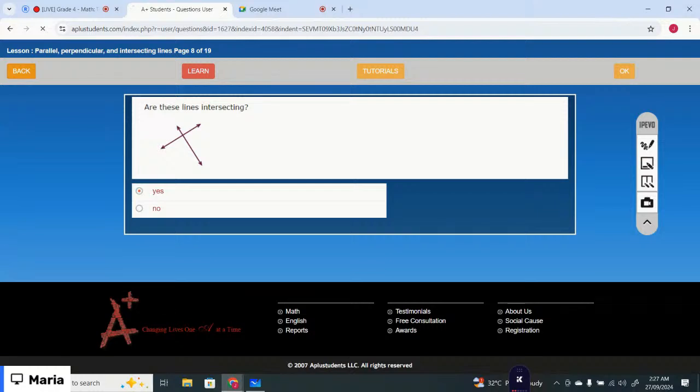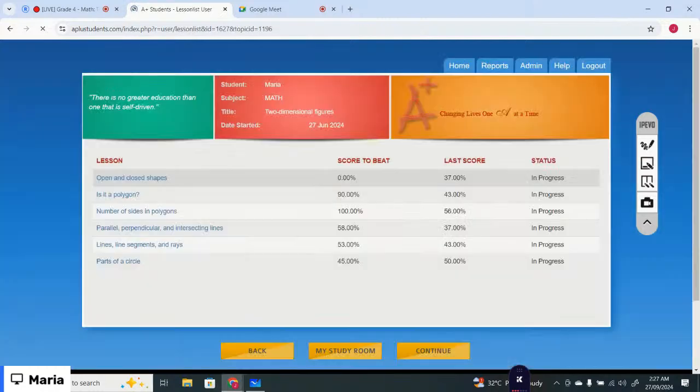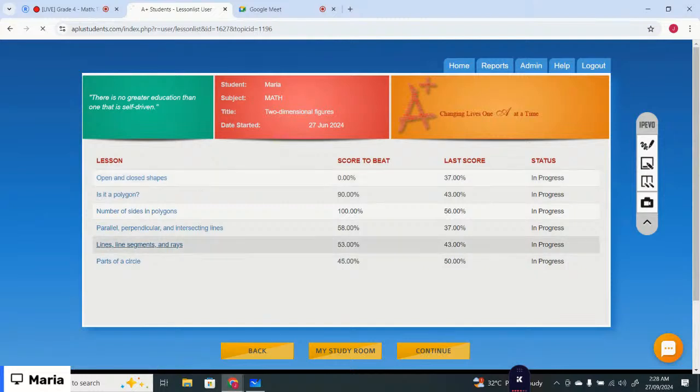Okay, you can complete the lesson by yourself later today. Let me just move on to the next lesson. The next lesson is lines, line segments, and rays. Let's just start with the next lesson.